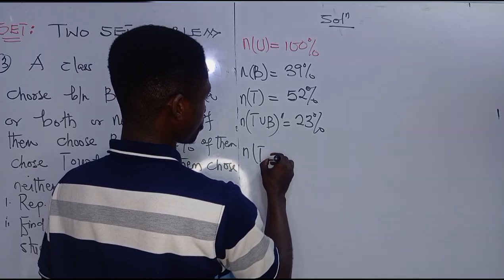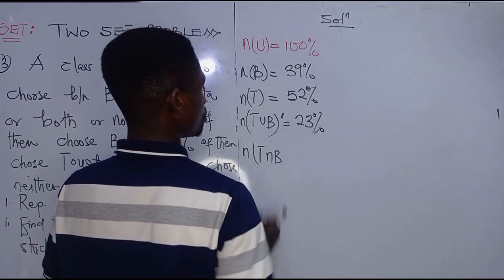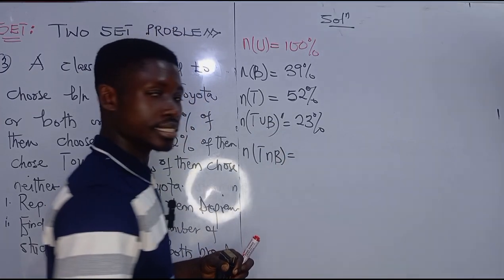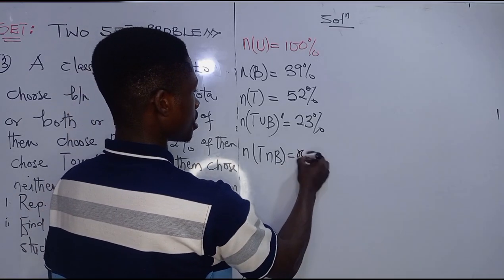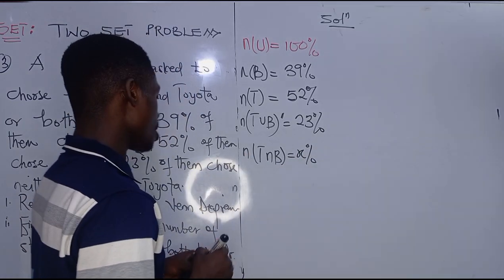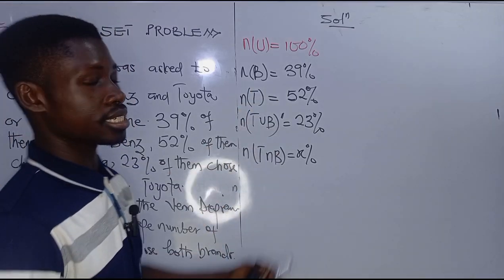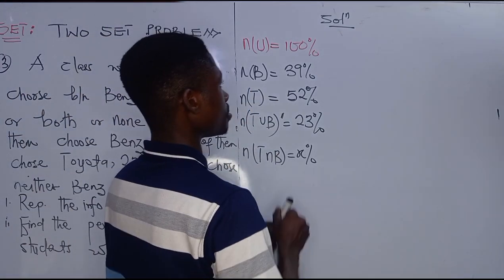And then we have to find the number of students who chose Toyota and Benz. Let X represent those students. We have X%, right? Good. Now we are done with the information. Let's draw our Venn diagram.